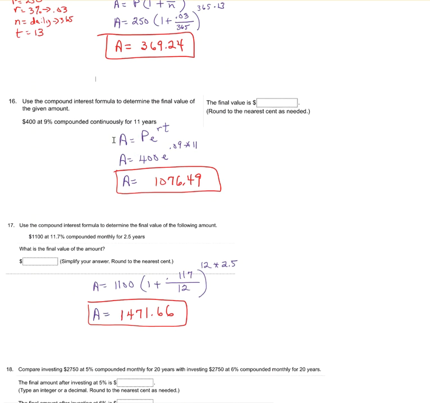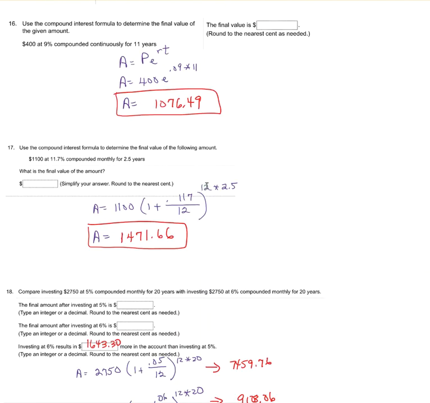Now, the continuous interest you cannot do with that app, so you would have to do this one by hand. It says $400, 9% interest compounded continuously. That tells you it's the P e to the rt for 11 years. So 400 e to the 0.09 times 11. You should get 1,076.49.